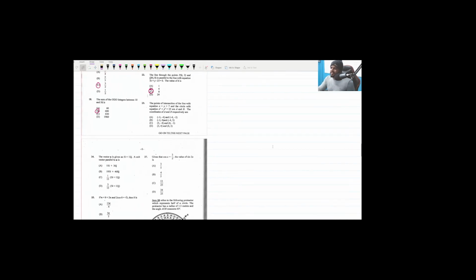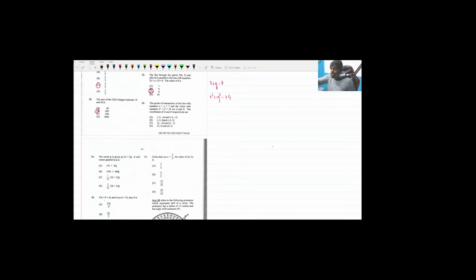The points of intersection of the line with the equation x plus y is equal to 7 and the circle x squared plus y squared is 25 are at A and B. The coordinates of A and B respectively are, now one thing you can do is substitute each point in both equations. Make sure you get 7 when it's substituted here, and make sure you get 25 when it's substituted here. So I'm going to check the first equation here.